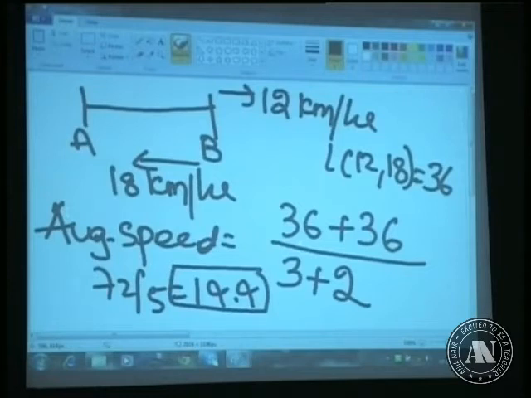Average speed is total distance by total time. 12 and 18. LCM is 36. Going 36, coming 36. While going 3 hours, while coming 2 hours. Let him do any variations: 1/3 distance, 2/3 distance, half distance, 1/3 distance, 1/6. The idea remains same. 14.4. I will tell you another method that is also a very interesting method that we will do in the next half of today's session. Right? Clear?